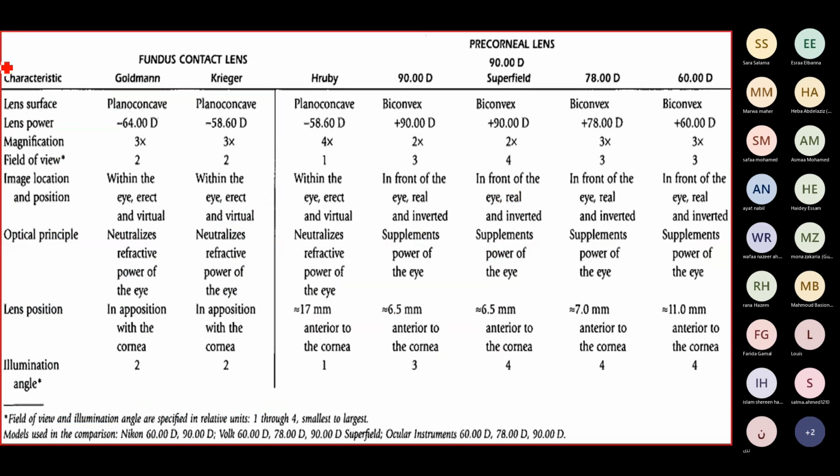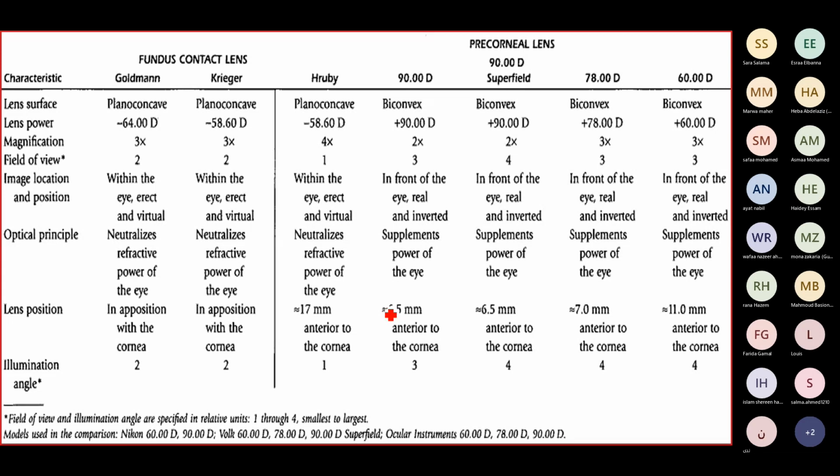Okay, so if we look here, you'll find that the 90 diopter lens gives a real image rather than the virtual image seen with the ruby lens. The image is inverted and laterally reversed, unlike the ruby lens, which gives an erect image.